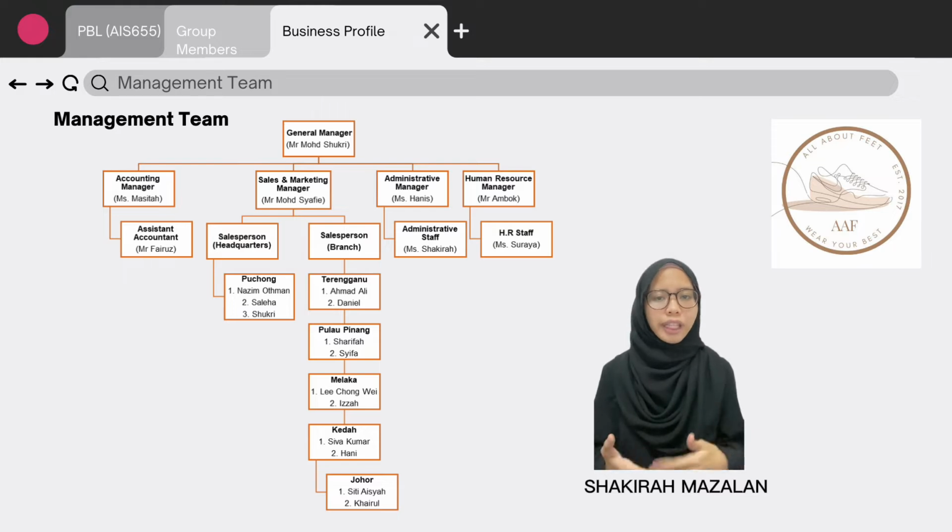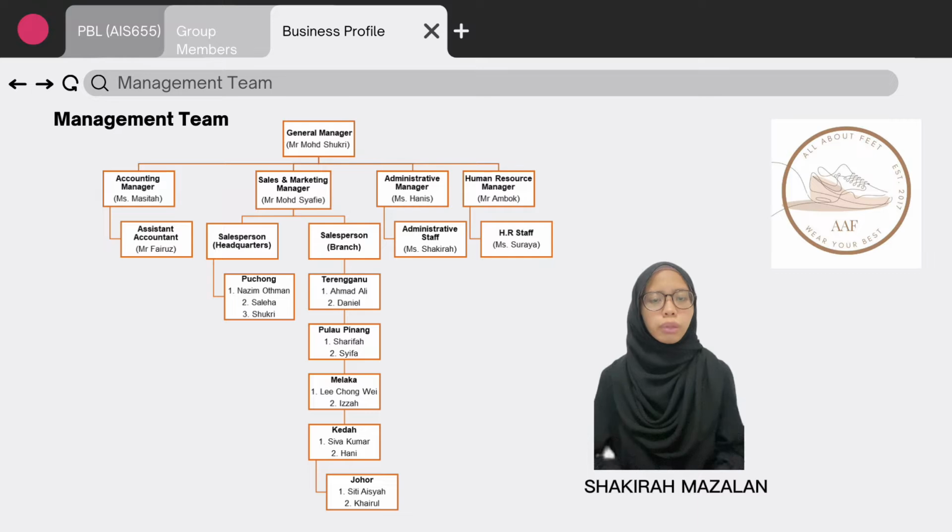This is our management team, which consists of Mr. Mohamed as the General Manager, Ms. Masitah as the Accounting Manager, Mr. Mohamed as the Sales and Marketing Manager, Ms. Hanis as the Administrative Manager, and Mr. Ambok as the Human Resource Manager. There are 13 salespersons, which are 3 for the headquarters and 10 for the branch.